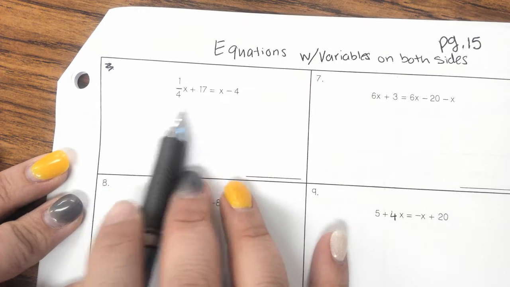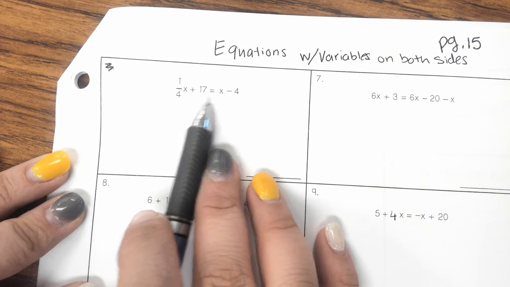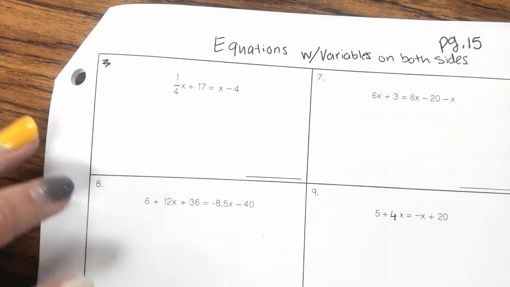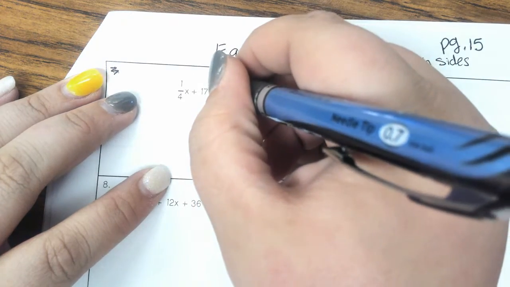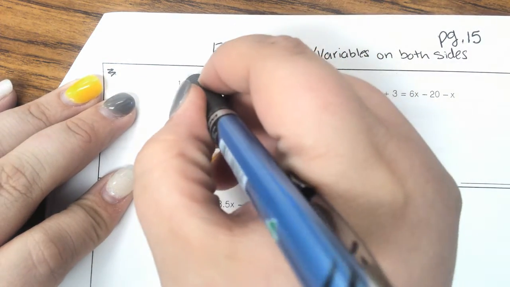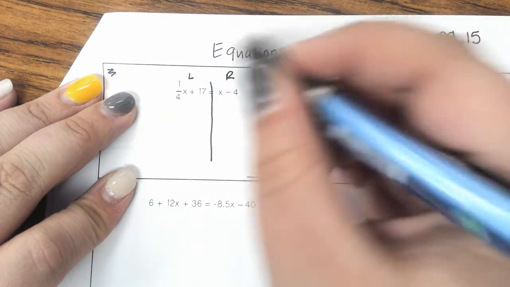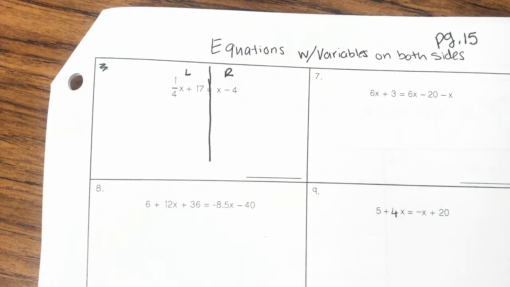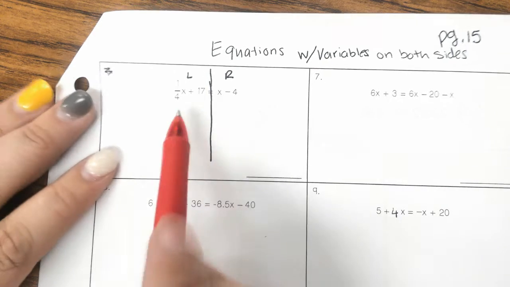This equation says 1/4 x plus 17 equals x minus 4. Remember, when we solve equations, the first thing we do isn't actually math, it's just some organizational skills. We're separating our equation into a left side and a right side down the equal sign. Our very first step is to combine like terms.